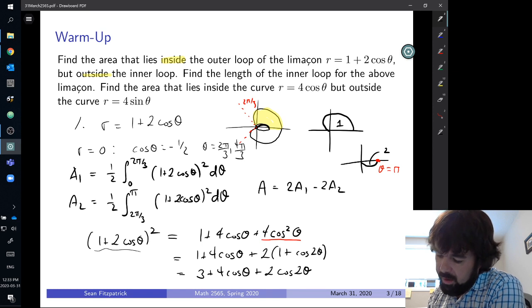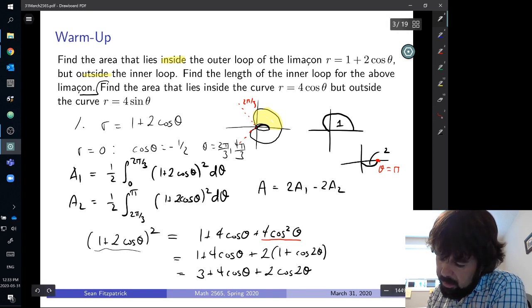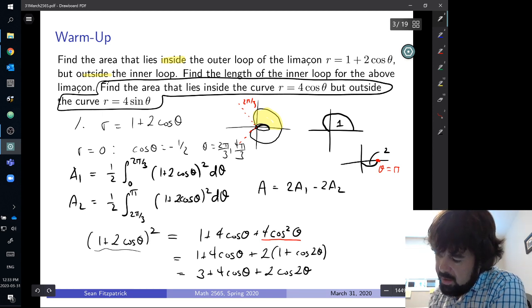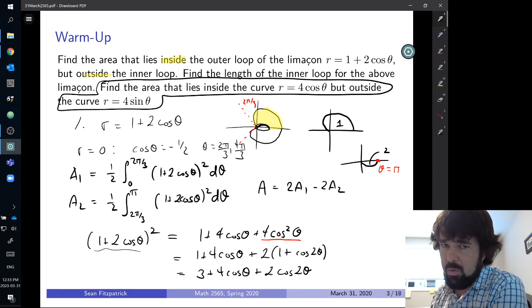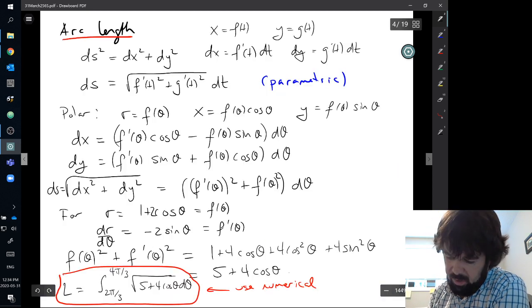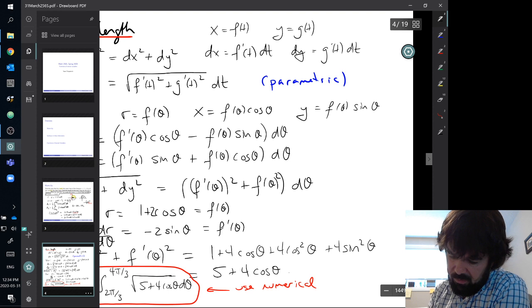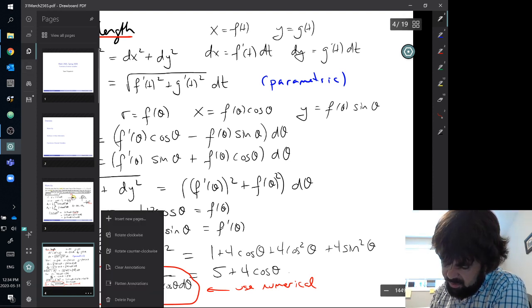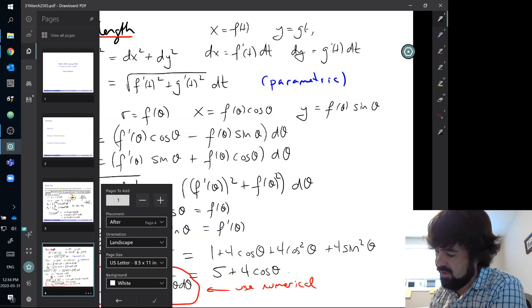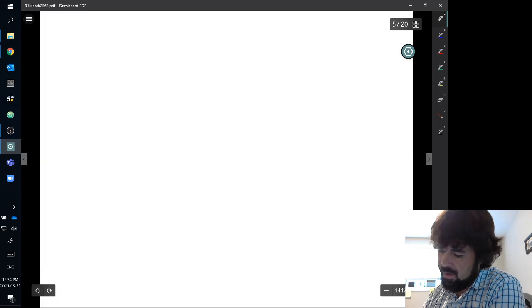There was one more there. Find the area. You know what? Let me do this one. Let me do one more. I think we need a little bit more practice with polar stuff, so I'm going to give you one more, as much as I really want to move on to functions of several variables.